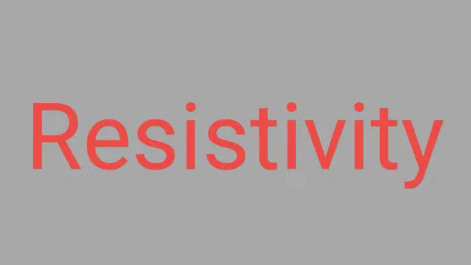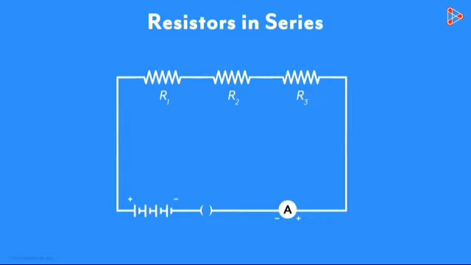The next topic is resistivity. The electrical resistivity of a material is defined as the resistance offered to current flow by a conductor of unit length having unit area of cross section. The next topic is resistors in series. When two or more resistors are connected end to end, they are said to be in series. The resistors could be simple resistors or bulbs or heating elements or other devices.